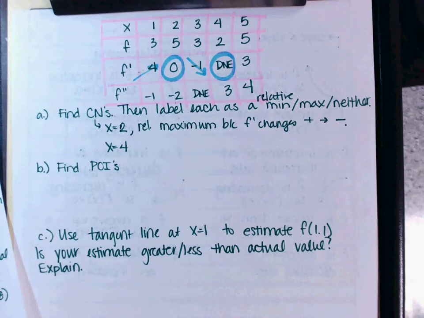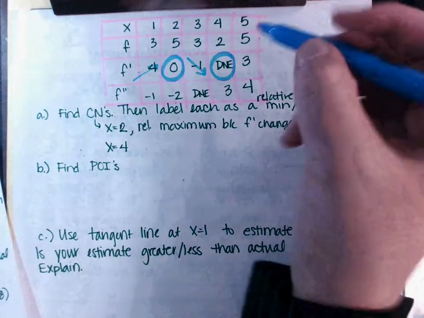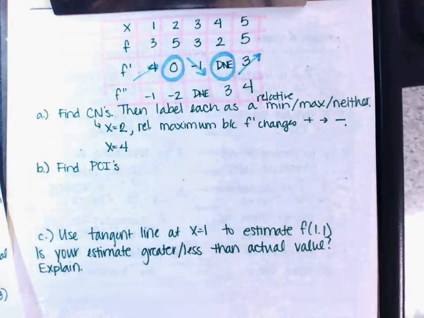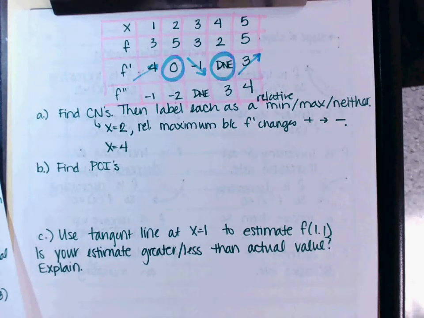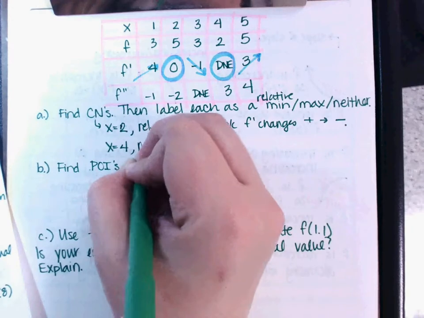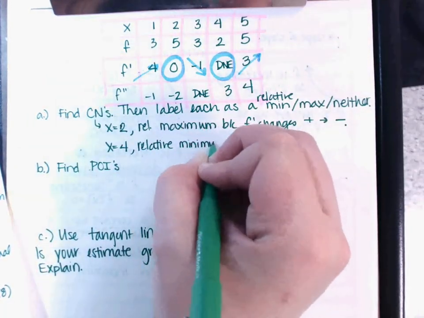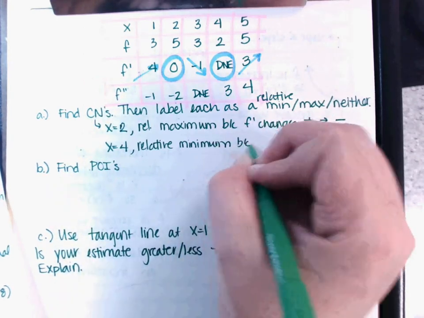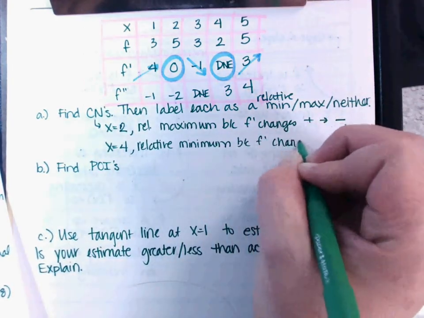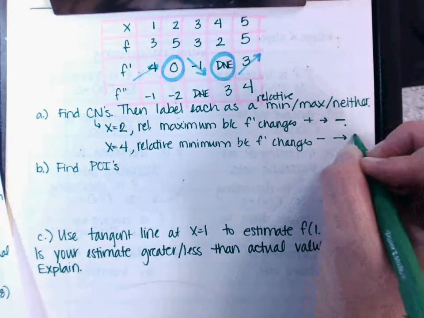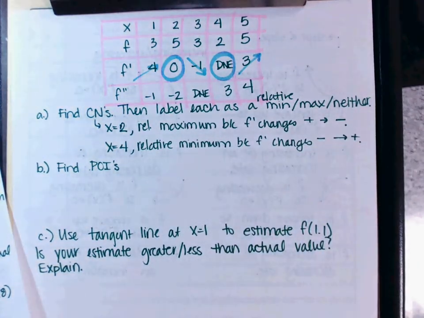Now, around our x equals 4, the slope is DNE at 4. But how does the sign change? It's negative on the left, then it's what? Positive. And so if it goes from negative to positive, what happens at 4? You have a local or relative minimum because f prime changes from negative to positive. Does that part make sense?